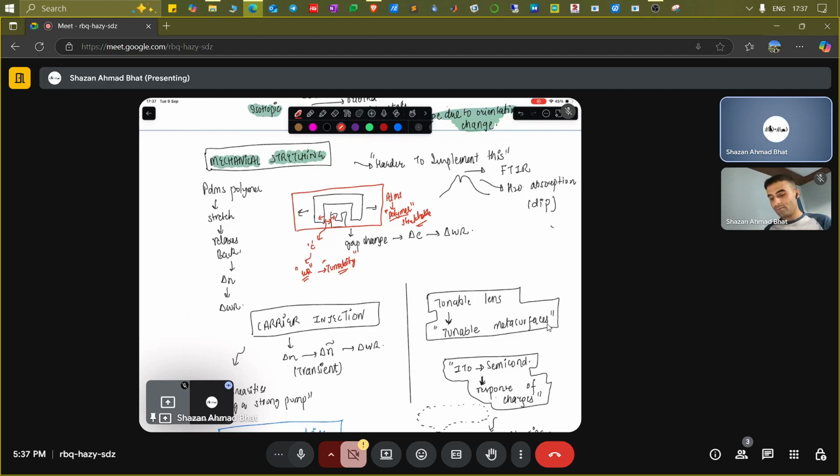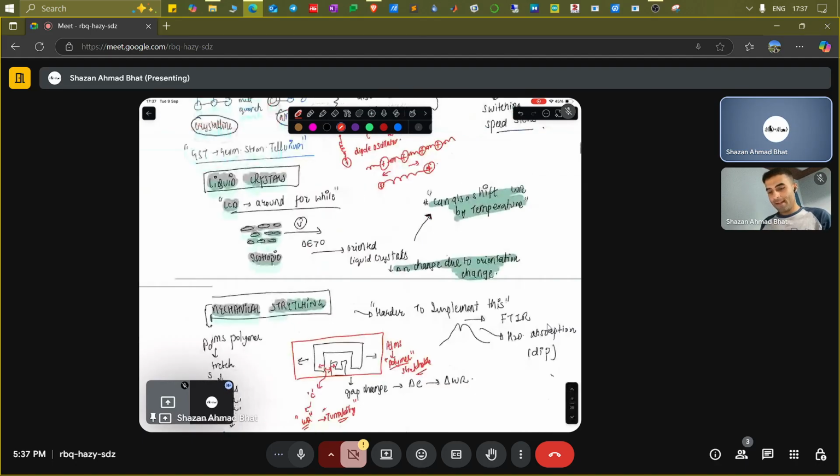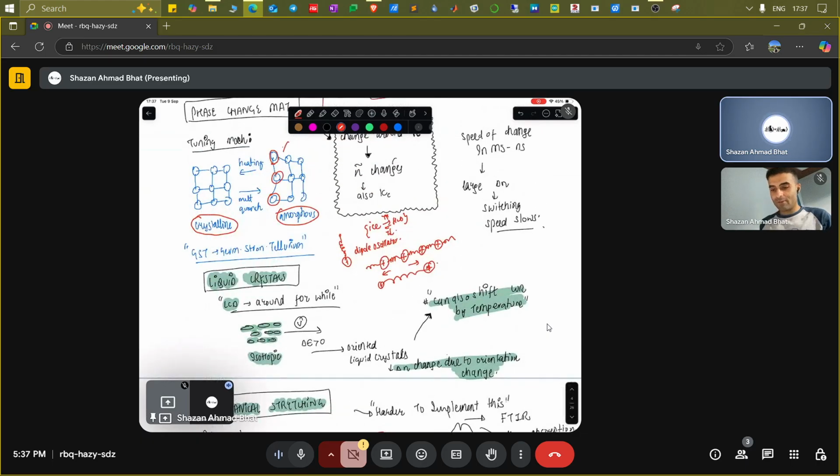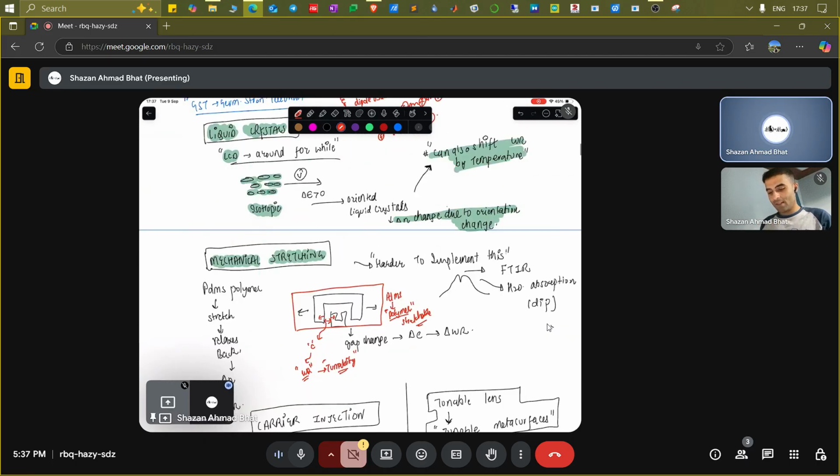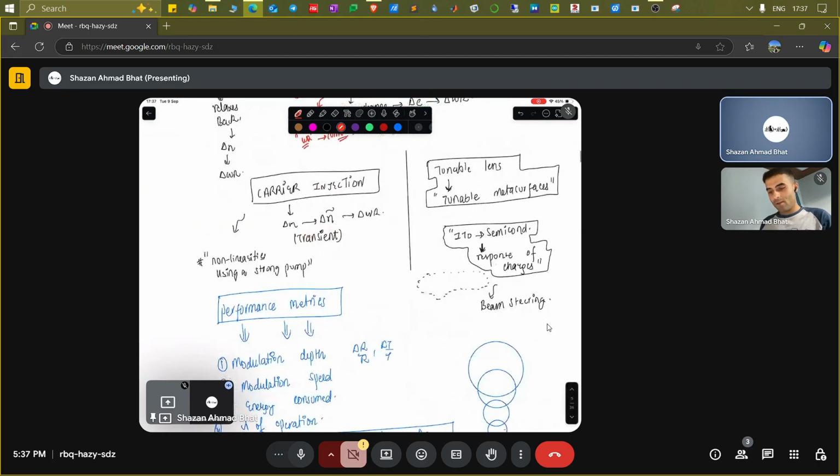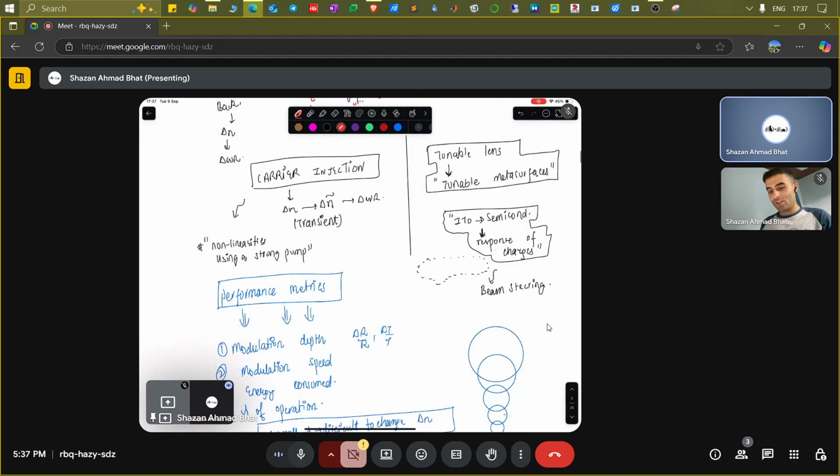But this is, I should say, quite a slow process. Even this particular thing, because this is literally moving the atoms here and there. Similarly, this is also a slow process. But what happens if you have carrier injection? Let's say, for example, you have a certain system where you can inject the carriers.